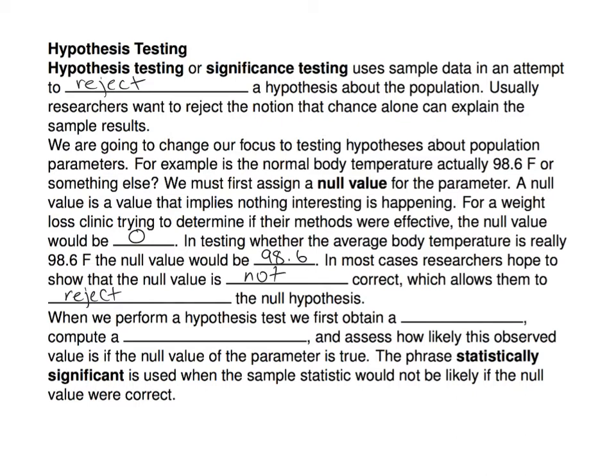When we perform a hypothesis test, we first obtain a sample and compute a sample statistic. This might be a proportion or a mean, and then we assess how likely this observed value is if the null value of the parameter is true. The phrase statistically significant is used when the sample statistic would not be likely if the null value were correct. You use the phrase statistically significant when you reject your null hypothesis. Those things are equivalent.